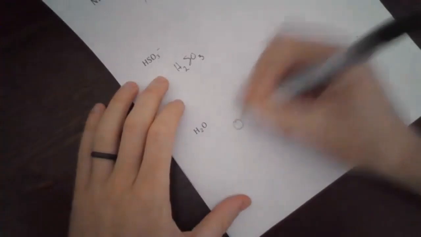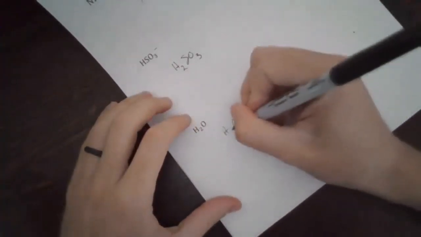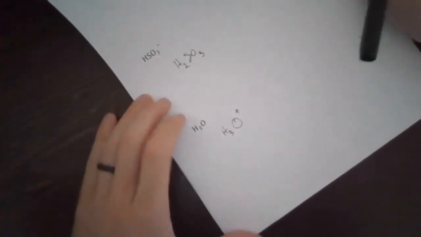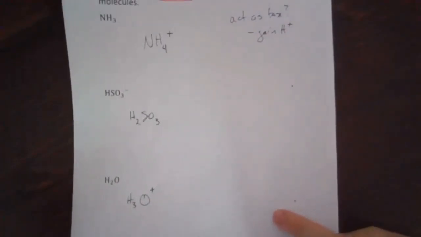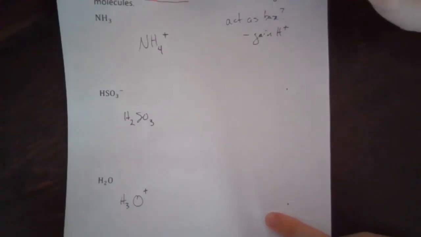For H2O, the O is going to stay exactly the same. H2 becomes H3O+. The hydrogens have to go up by 1, and the charge has to go up by 1. We always increase the number of hydrogens by 1 and the charge by 1, because it's an H+ that the base gains. So when we're looking at the conjugate acid, we want to think about when these molecules are acting as a base.